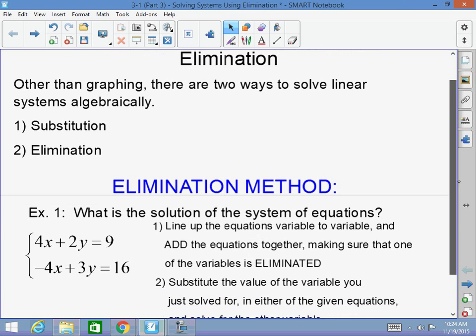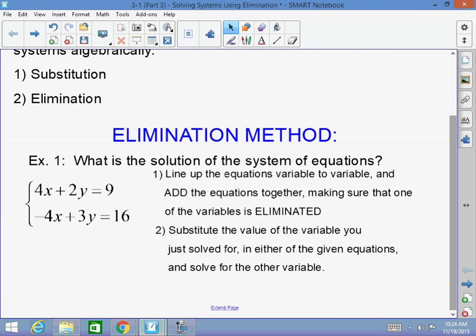Think about elimination, though. In fact, think about all of them. The graphing method, you graph to solve. Substitution, you're substituting one variable for the value of another variable to solve. Elimination, when you eliminate something, you get rid of it. Okay? So what happens here is, first step, line up the equations variable to variable. In other words, write them in standard form.